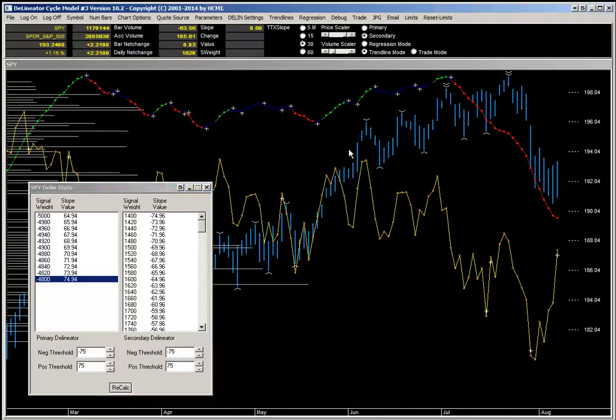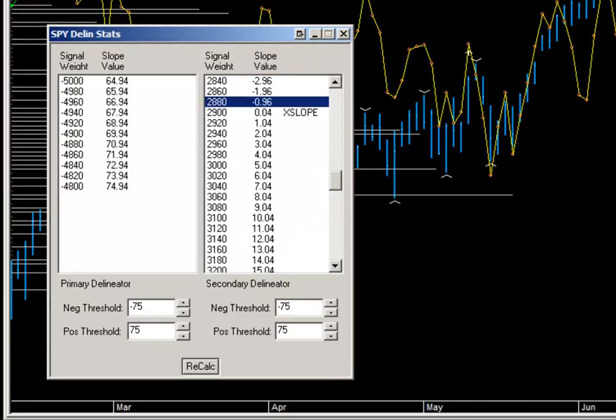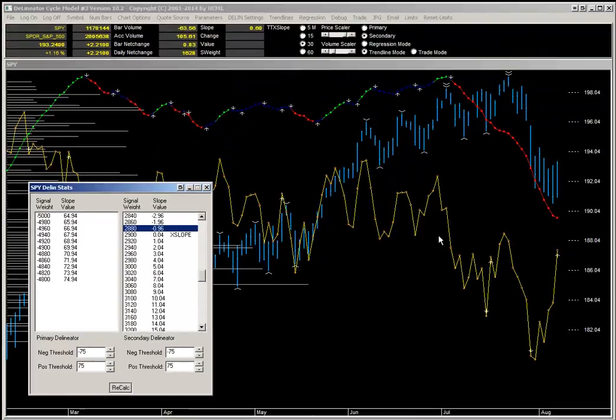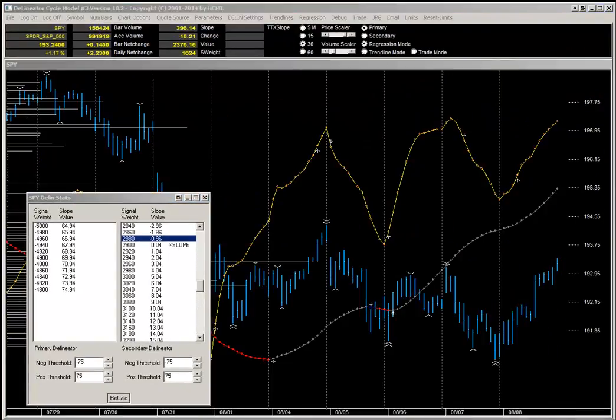And of course, if we come to our secondary, hit recalc, we can see that as with the prior example, for the slope of the secondary to move up, we would have to see signal weight move up to a very strongly positive level. So that's not going to happen today. So that's the basic delineator tutorial.